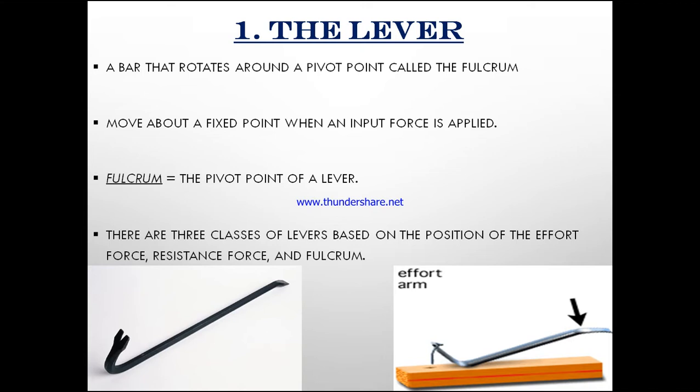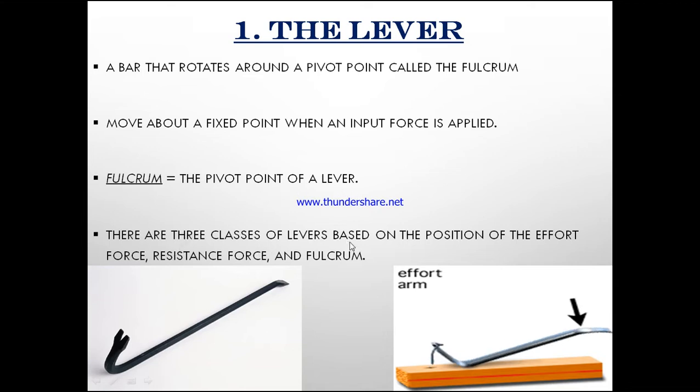So the lever is a part that rotates around a pivot, as you see here. This is the pivot point, or the fulcrum, a fixed point that the lever rotates around. And this is the effort, and here the resistance. So the lever is a bar that rotates around a pivot point called the fulcrum, moving about a fixed point when an input force is applied. Fulcrum equals the pivot point of the lever.